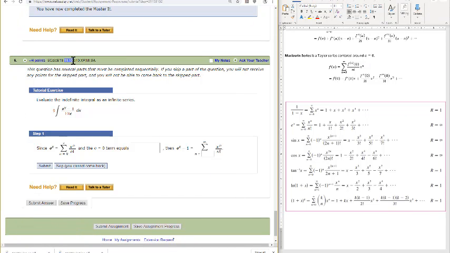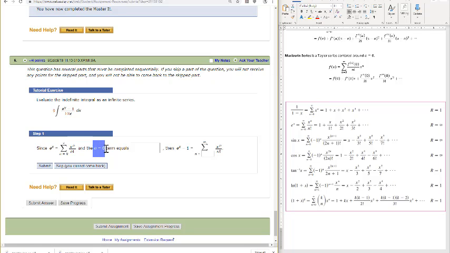Let's do a problem from your lab assignment, section 11.10. Evaluate the indefinite integral. There's a 9 out here. Integral of 9 times e to the x minus 1 divided by 10x. So we have a power series for e to the x, and so we'll take advantage of that.